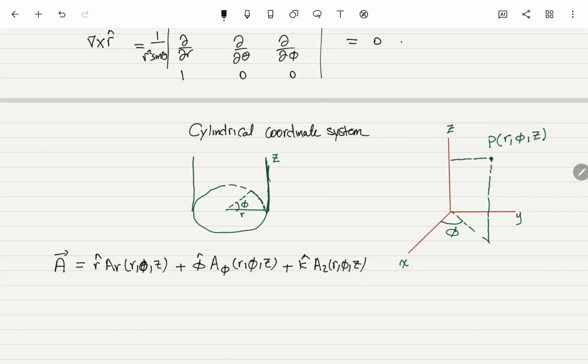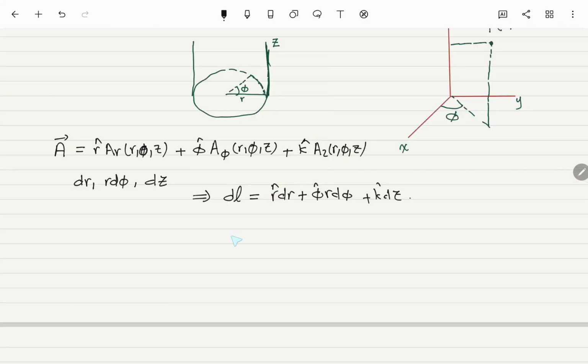And the differential lengths are dr, r d phi, and dz, in such a way that dl here is equal to r hat dr plus phi hat r d phi plus k hat dz, and the volume element d tau here is equal to r dr d phi dz.